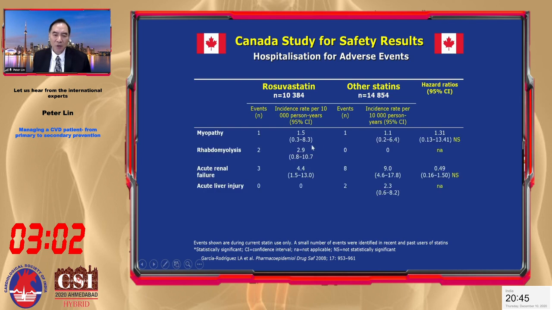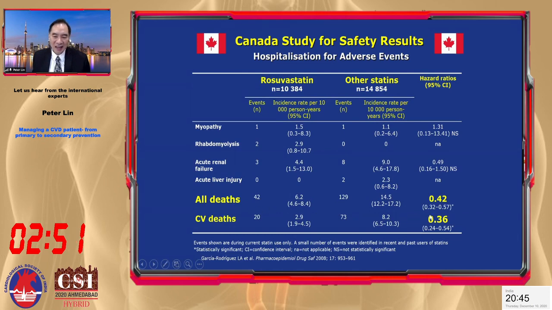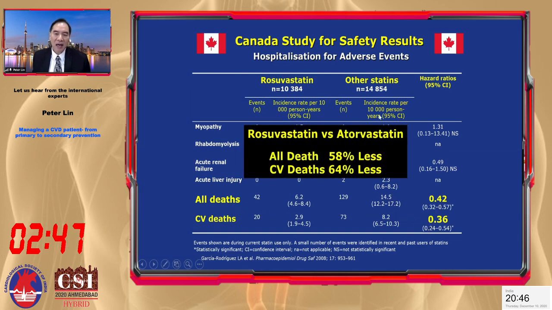And what they found was that the safety was quite good. The study authors were trying to show that this caused more rhabdomyolysis, and you could see that there's no difference in the side effects, but they did see less death in the case of rosuvastatin, and less cardiovascular death. And in Canada, most of the statin we use is atorvastatin. So that means this database is saying that for rosuvastatin versus atorvastatin, there is a death reduction in that big database.